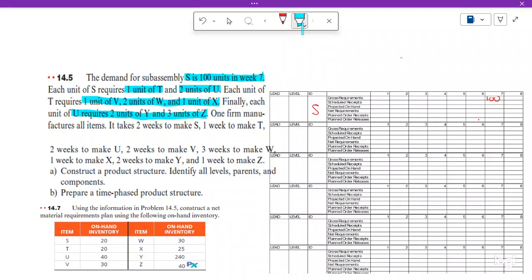One firm manufactures all items. It takes 2 weeks to make product S. So you go under your lead time now. You write 2. Your level is 0.